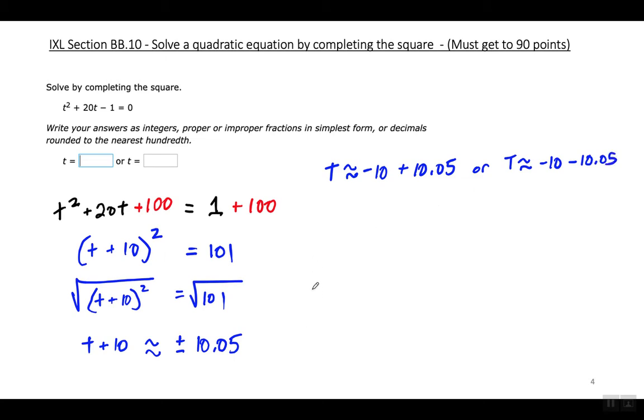For my first answer, t is going to be approximately 0.05. And for my second answer, t is going to be approximately negative 20.05.